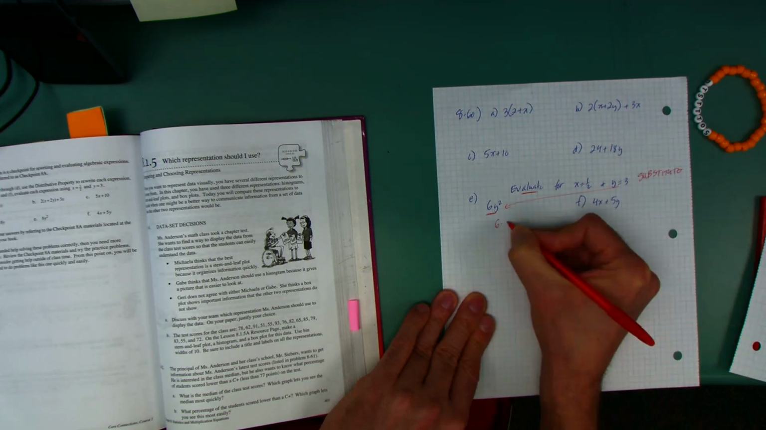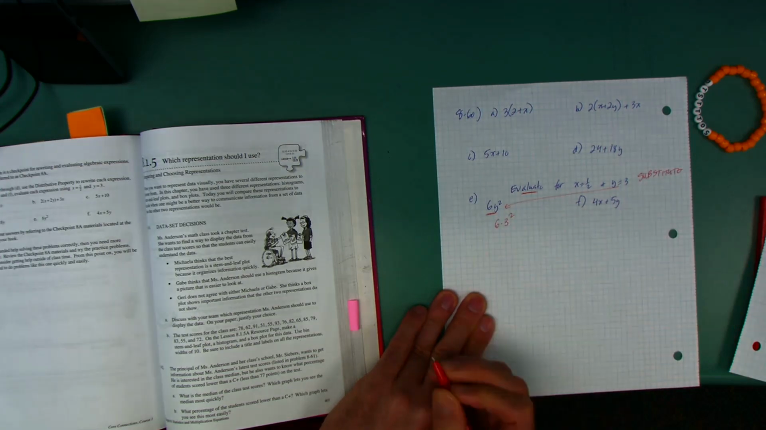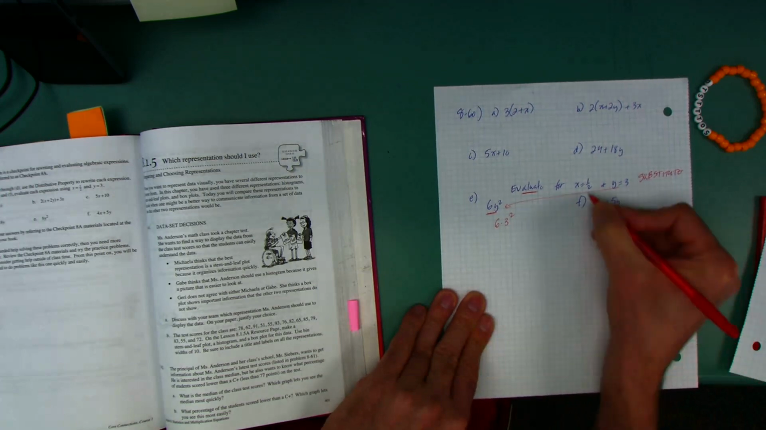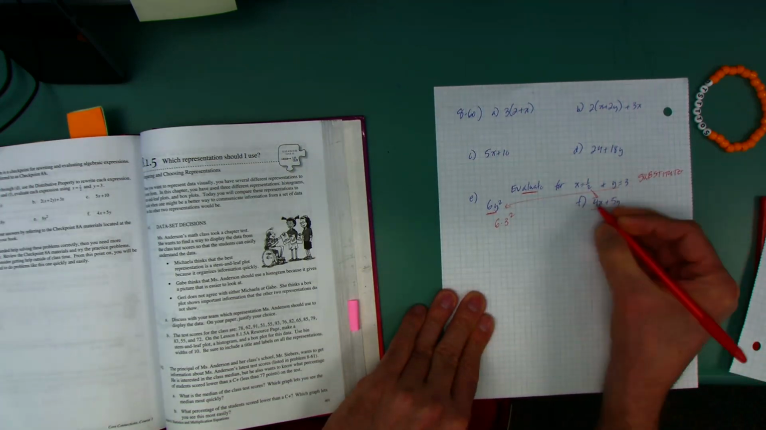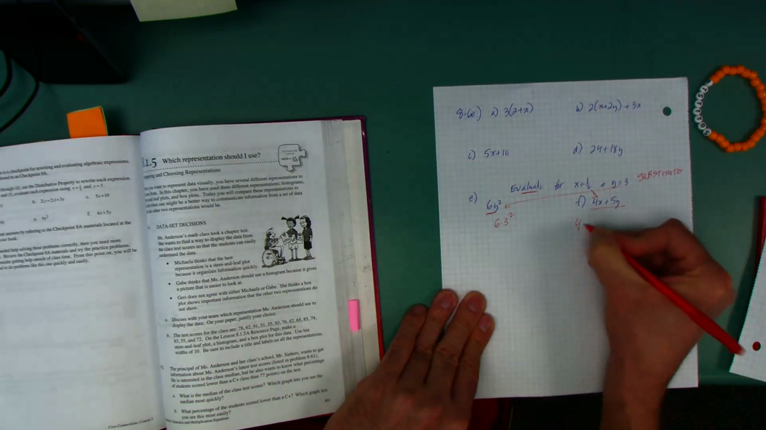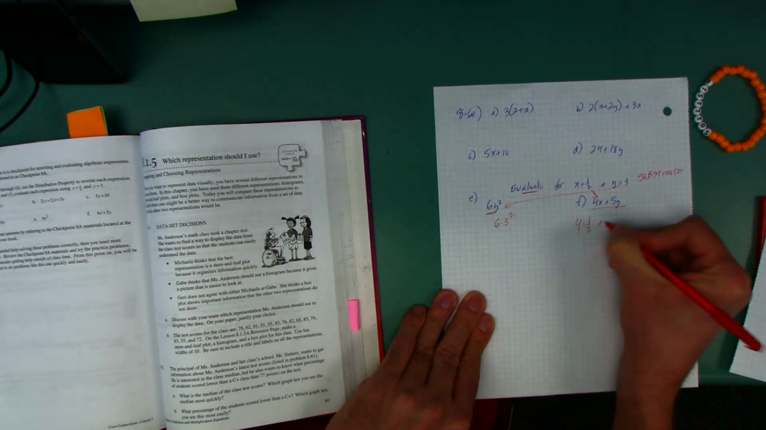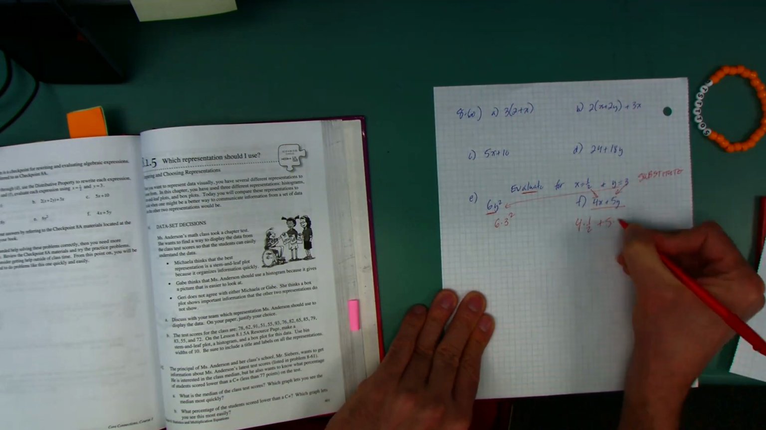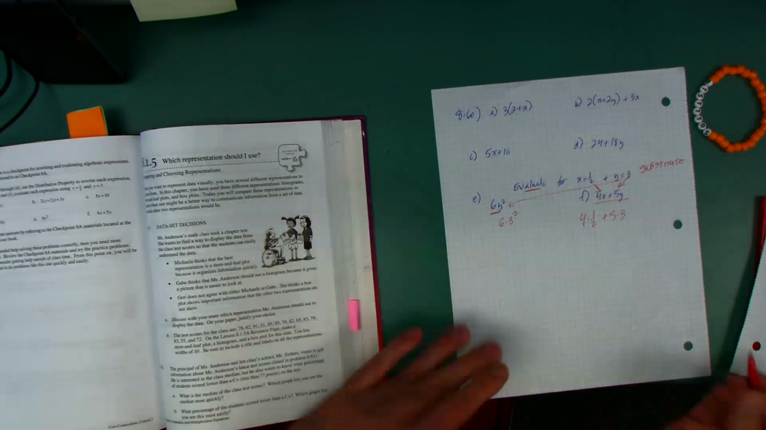Y equals 3. 6 times 3 to the second power. That's all you got to do. What is the value of this if I substitute x equals 1/2? So I got 4 times 1/2 plus, and y equals 3, 5 times 3. That's all you got to do.